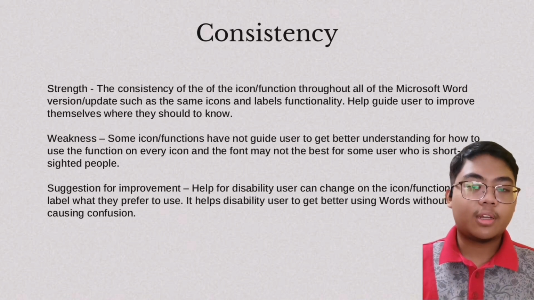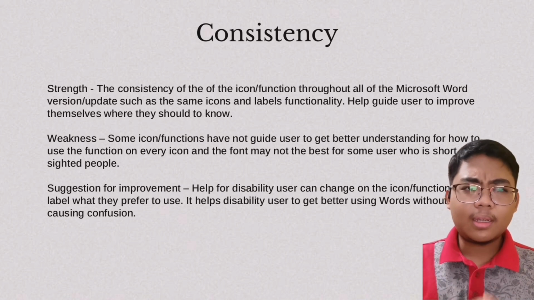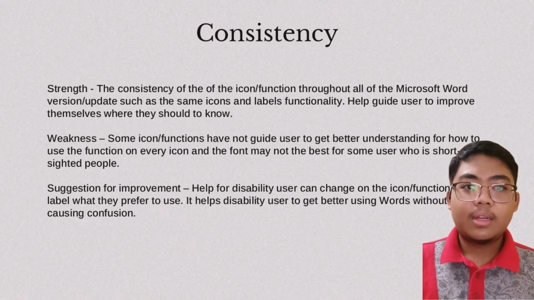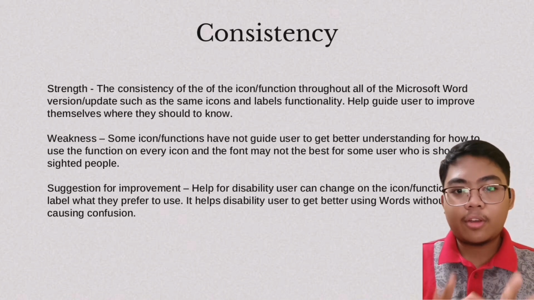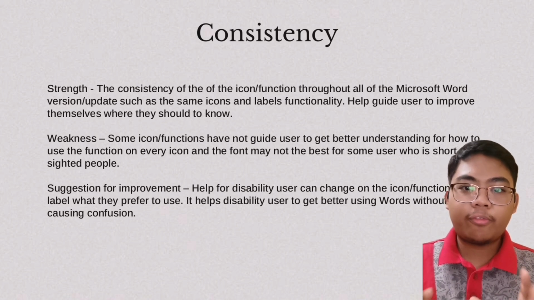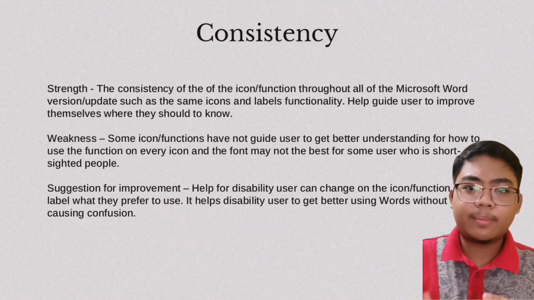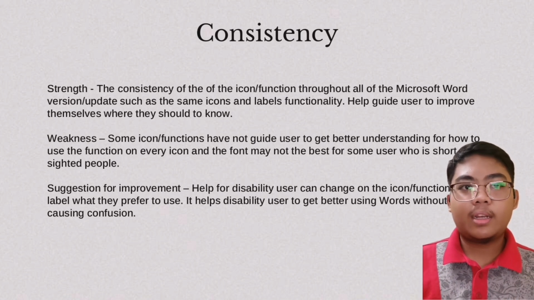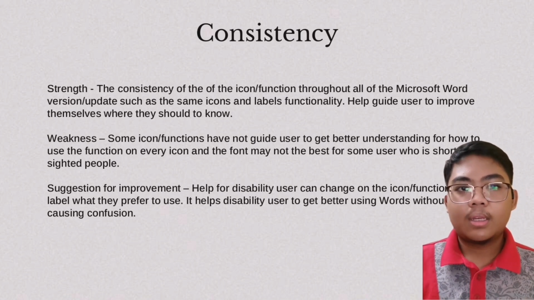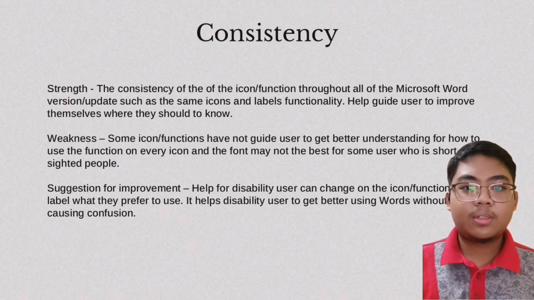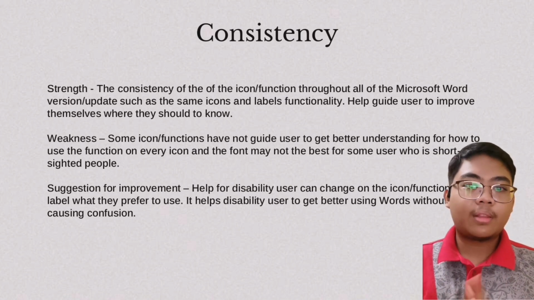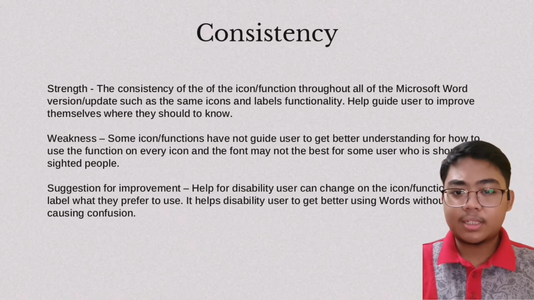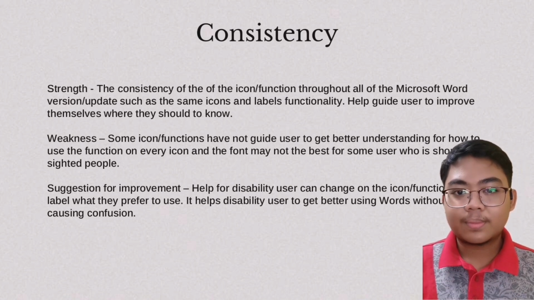For the consistency suggestion for improvement, it helps short-sighted users to change the icon, the function, or the font to a bigger or smaller size, and they can label what they prefer to use. So it helps short-sighted users to use Word better without causing any confusion.